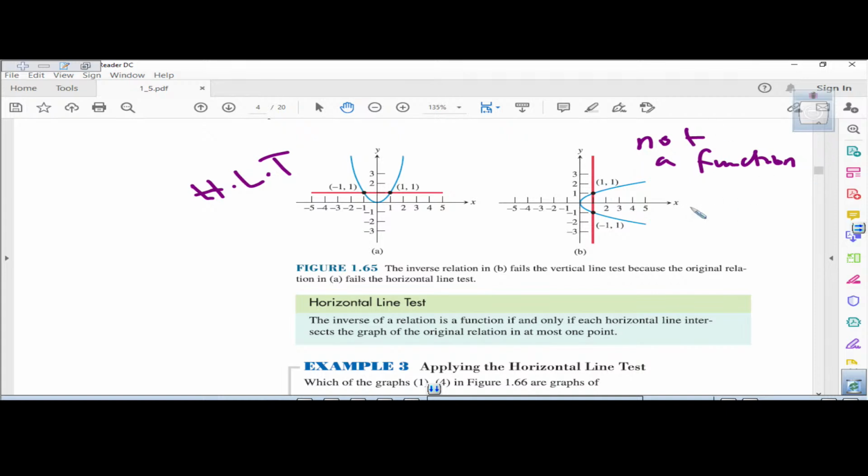More on this to come, okay? But basically there's an idea of a horizontal line test that you could use to help you find out if the inverse is actually a function or not. You have to go back to the original function and see if the horizontal line test passes it only one time. If it does, then the inverse is a function. If it doesn't, then the inverse is not a function.